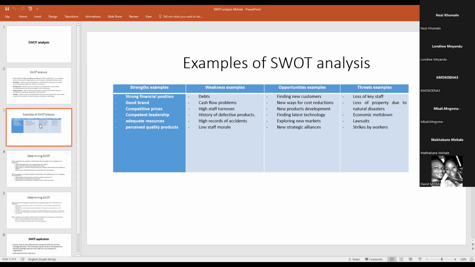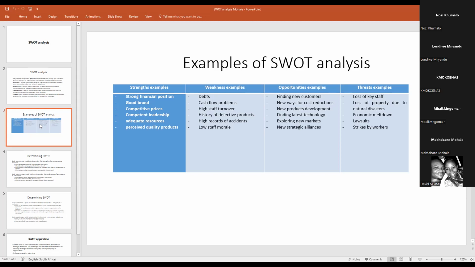Then for weaknesses, we have the following examples. If we are in debt, then it's a weakness. And then if we have cash flow problems, and then we have high staff turnover, and then we have a history of defective products, then it's a challenge. And then high records of accidents or low staff morale.